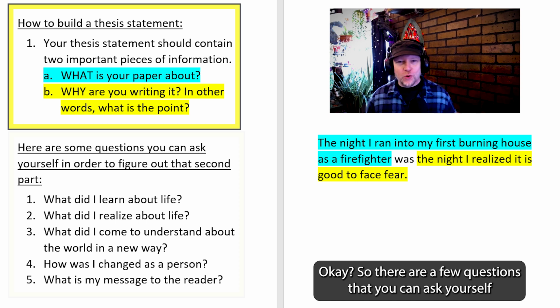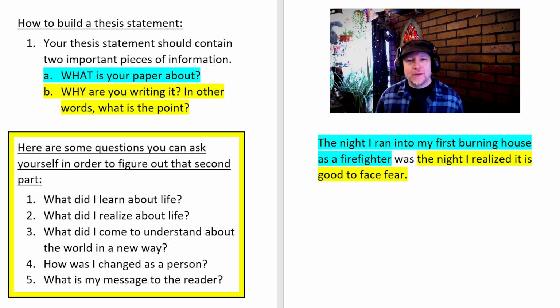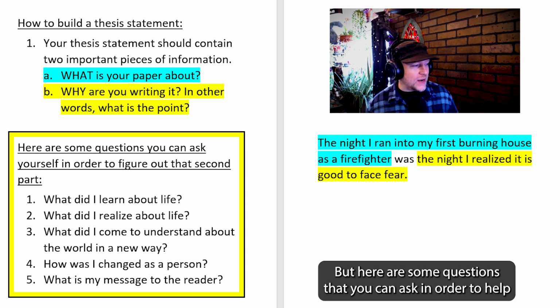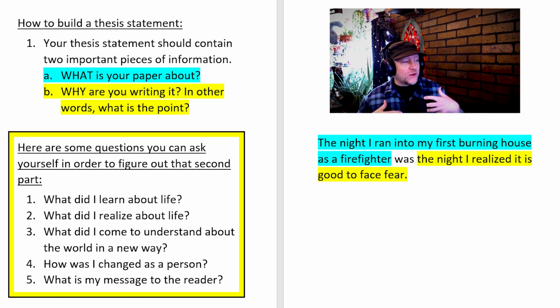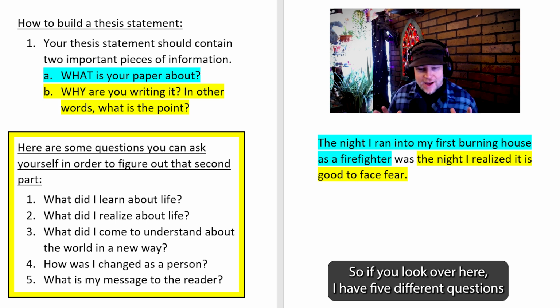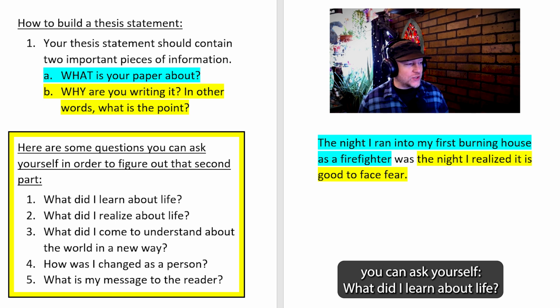Okay, so there are a few questions that you can ask yourself to figure out that second part. And again, I'm going to give you a phenomenal example to help you with this, okay? But here are some questions that you can ask in order to help figure out that second part, okay? So if you look over here, I have 5 different questions you can ask yourself.